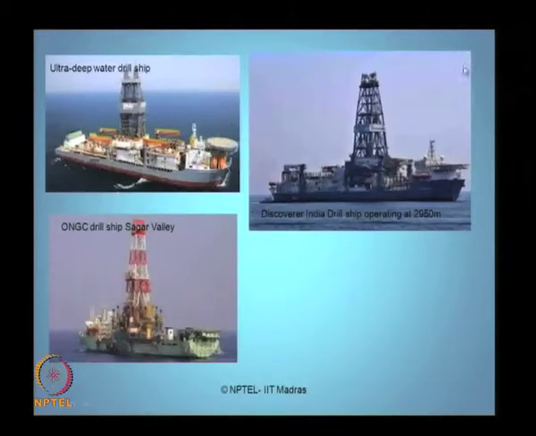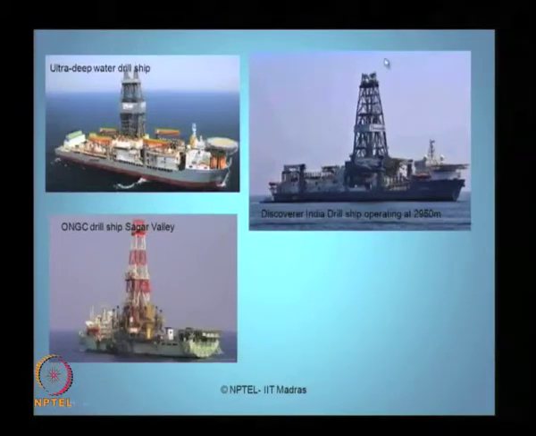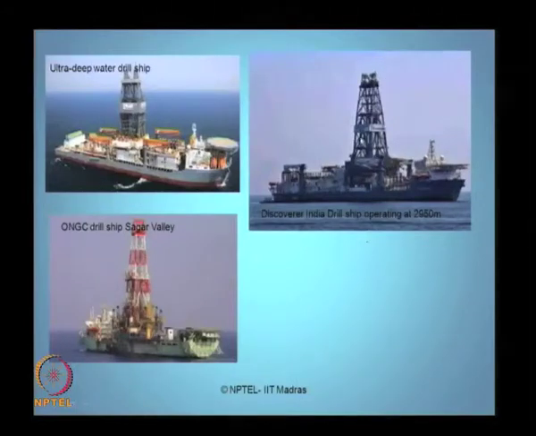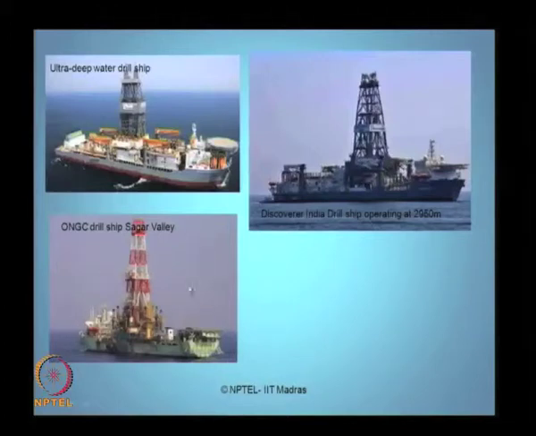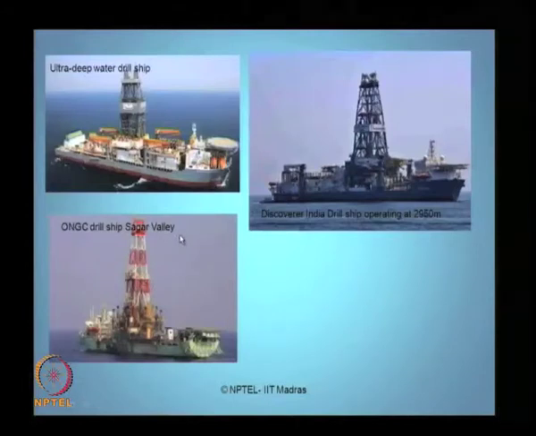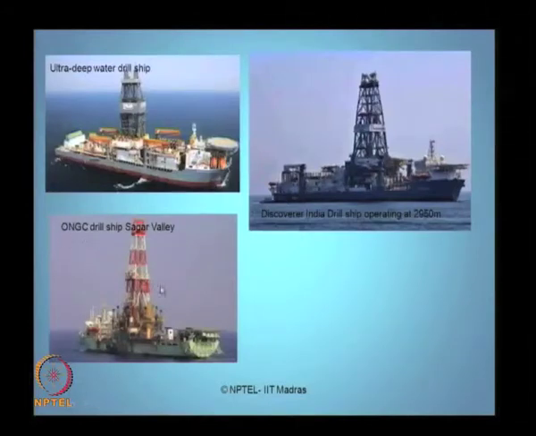The other example photograph you see here is a Discoverer India drill ship which is being used at a depth of 2.95 kilometers. Again you can identify the components here. This is a drilling derrick. There must have been a moon pool below here where the drilling will take place. I can see a helipad here, a crane here, and a complex mechanical system on the top. The third photograph you see here is the very famous Sagar Valley drill ship which is used by ONGC in India.